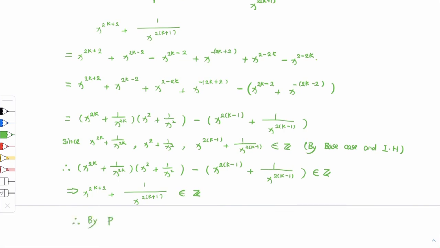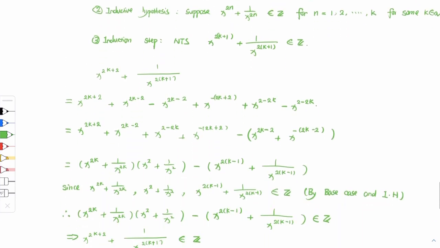by the principle of strong mathematical induction, x to the 2n plus 1 over x to the 2n, not 2n plus 2, the original one is 2n, is an integer for all n in natural number. Okay, it took us a while.